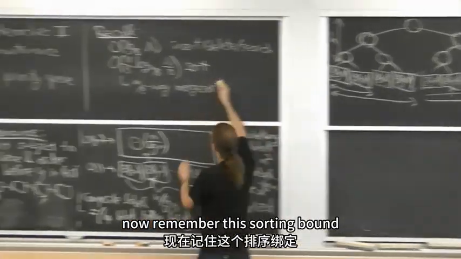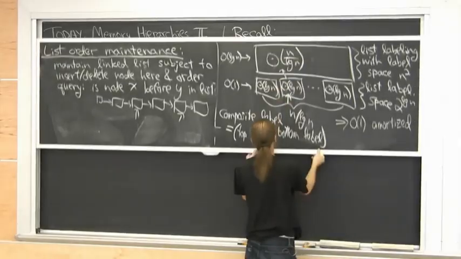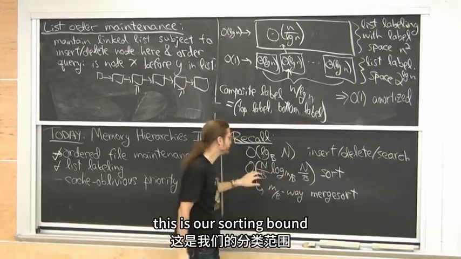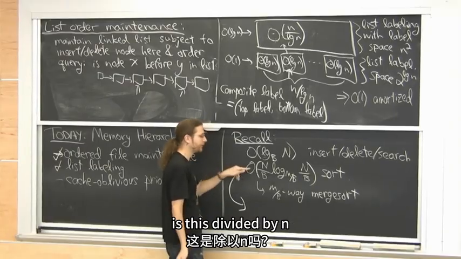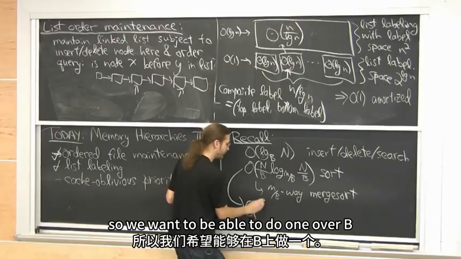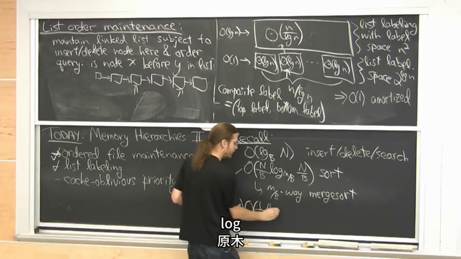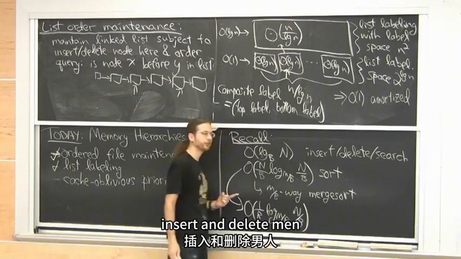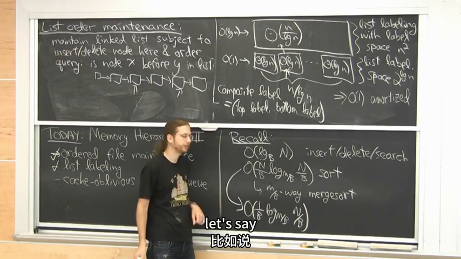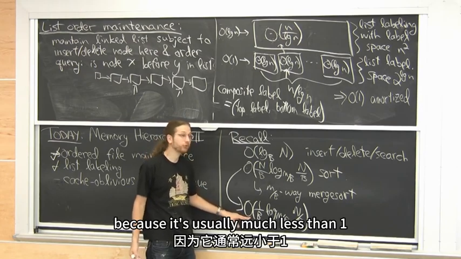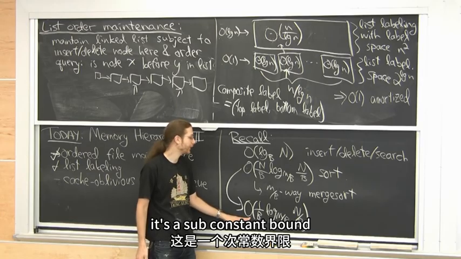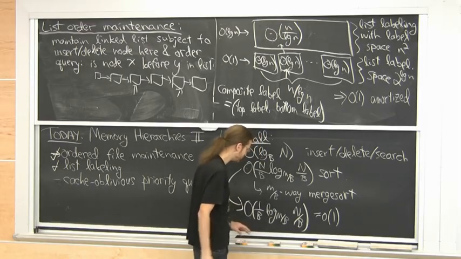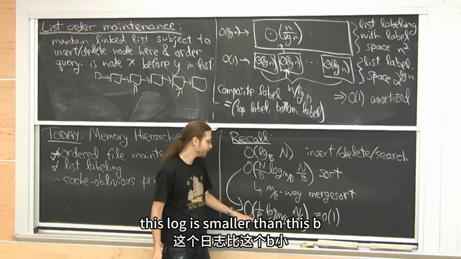Now, remember this sorting bound, n over B, log base M over B of n over B. This is our sorting bound. Then the priority queue bound we want is this divided by n. So we want to be able to do 1 over B, log base M over B, n over B, insert and delete min, let's say. And this is an interesting bound because it's usually much less than 1. It's a subconstant bound. This is going to be little o of 1, assuming this log is smaller than this B.